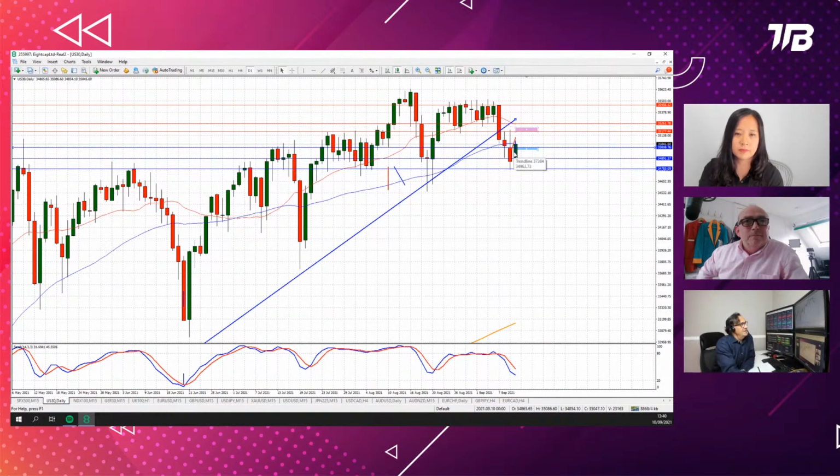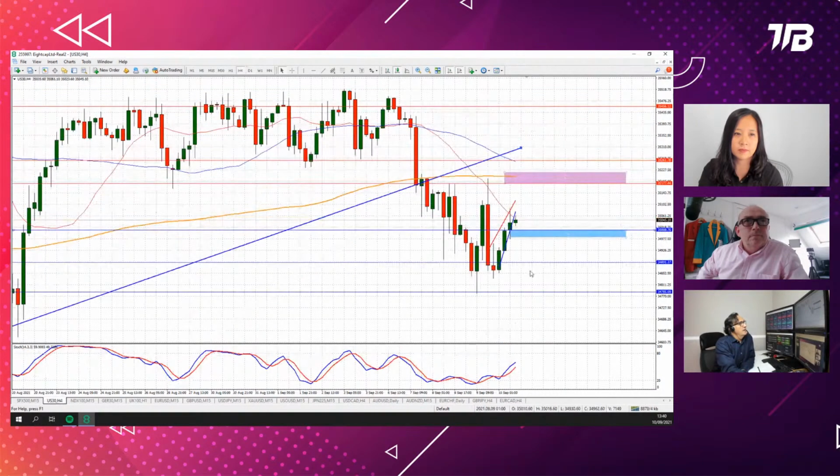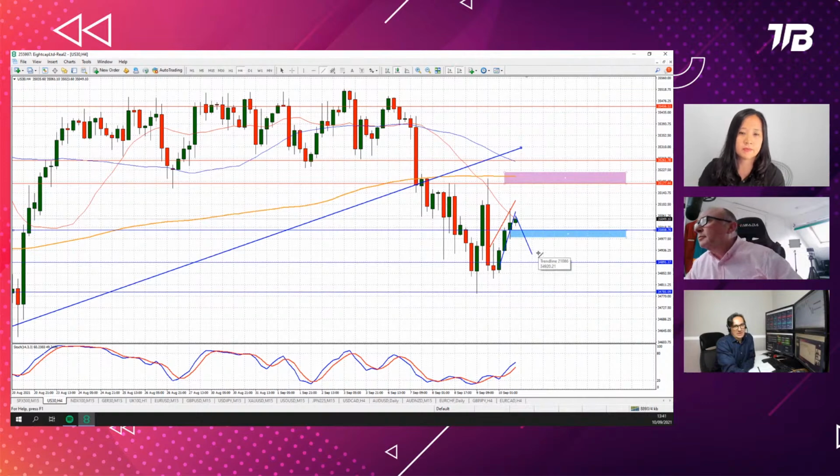So what normally happens is the first reaction is to push the price back down and then test yesterday's closing level as a reference point, in this case support, for a breakout higher.